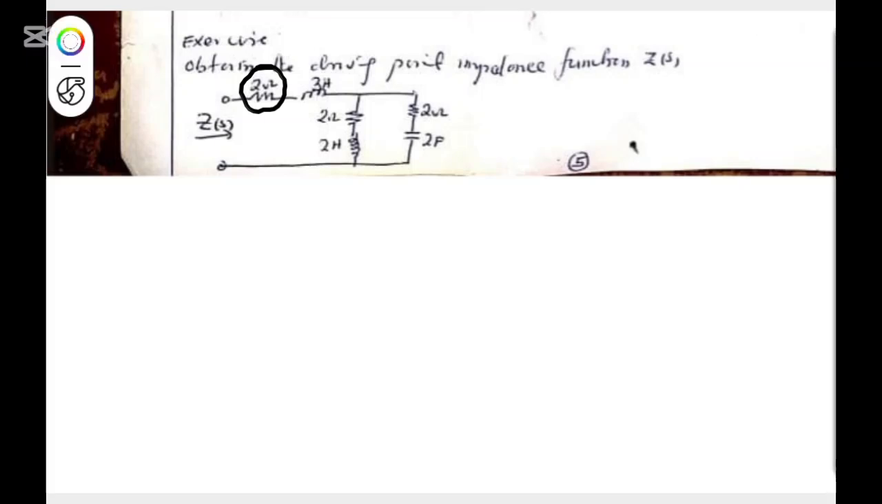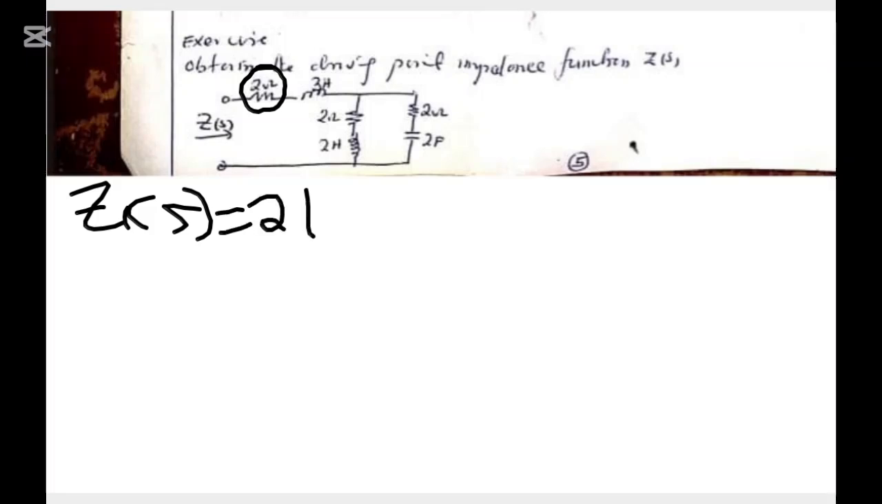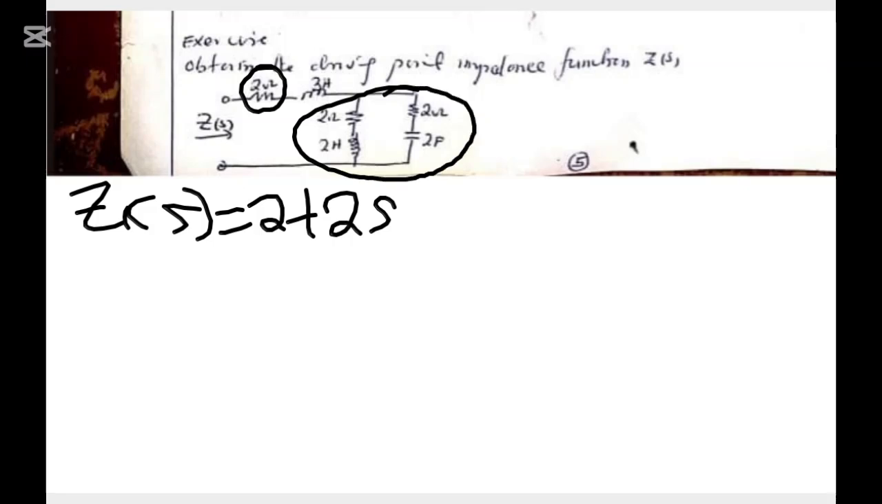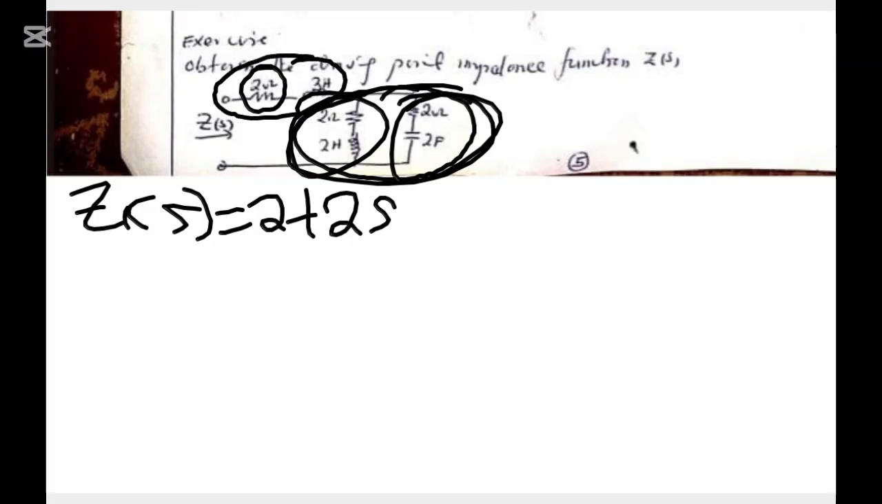So the next thing that I'm going to do is to say let Z1(S) be 2 plus 2S. This 2 ohm now becomes 2, and this 2H now becomes 2S. So I'm just going to start with this parallel, this one and this. After dealing with this parallel, at the end I'll come and add it in series with this 2 ohm and this 3H.